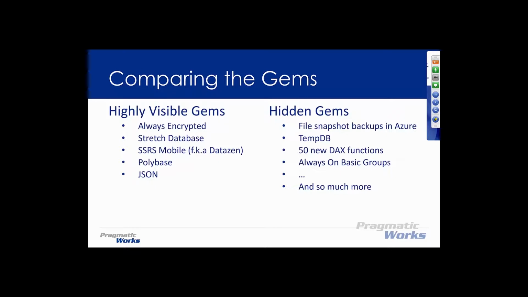Polybase and JSON, these are things that I presented on, my peers are presenting on, and we've talked a lot about these great new technologies or great improvements to technology that Microsoft's bringing forward. Our hidden gem list: file snapshot backups in Azure. Temp DB, how is Temp DB a hidden gem? We're going to talk through some of that. New DAX functions and tabular models, always on basic groups, and so much more.